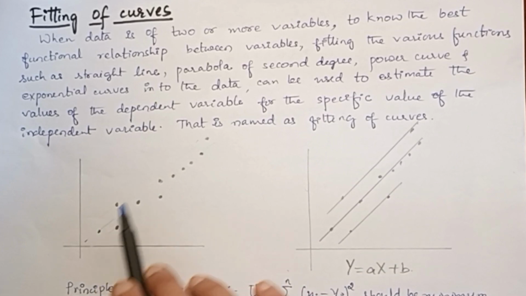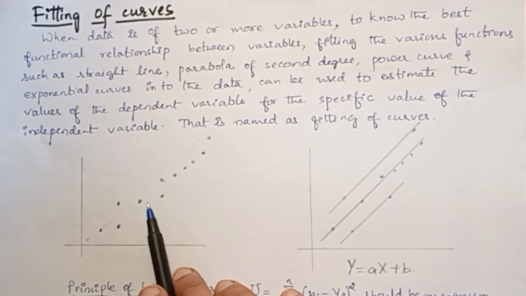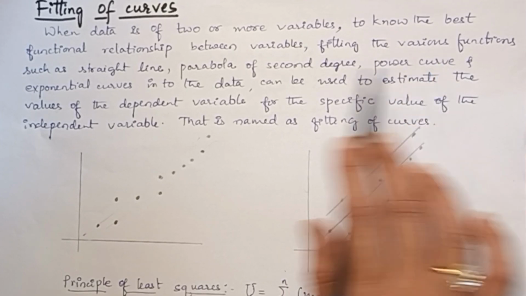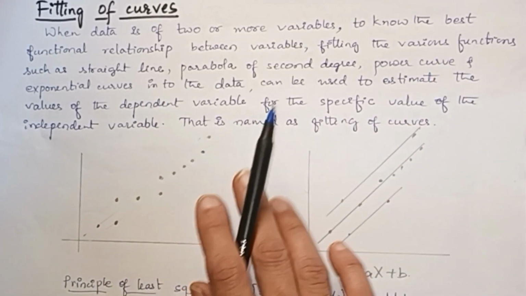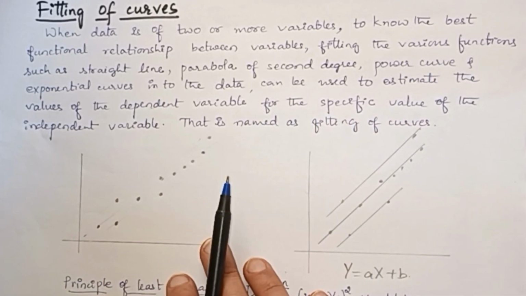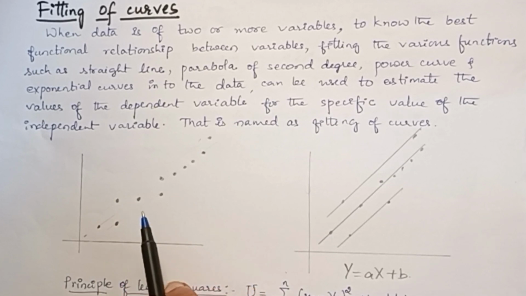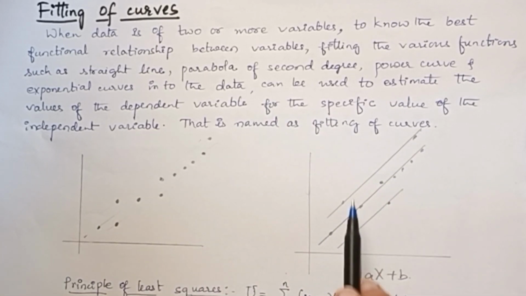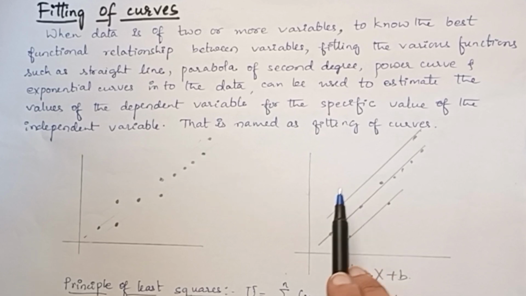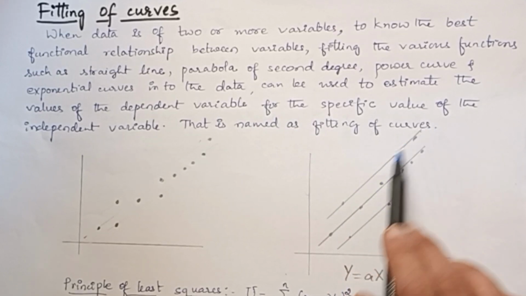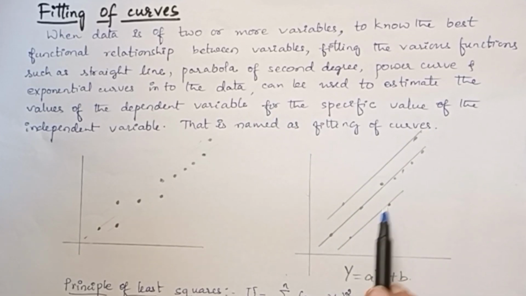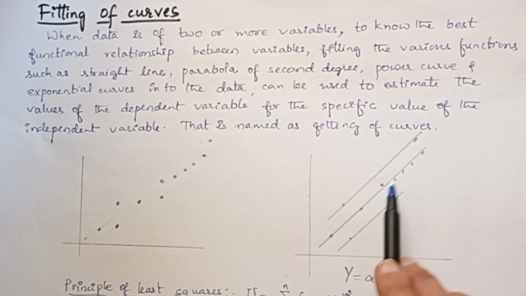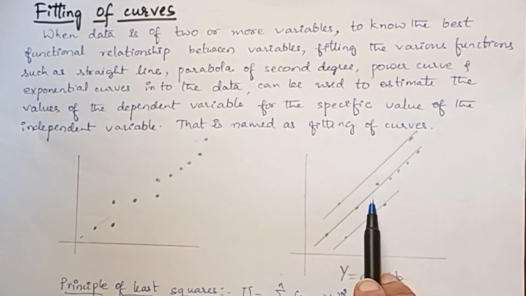You can approximate these data points either using a straight line, a parabola of second degree, a power curve, or an exponential curve, based on what kind of function you require. For example, if I take a straight line, then there are different possibilities. I can fit the data using a straight line. Using these 2 points, I can draw a straight line. Using these 2 points also, I can draw a straight line. Here, I can draw a straight line which contains the maximum number of data points.